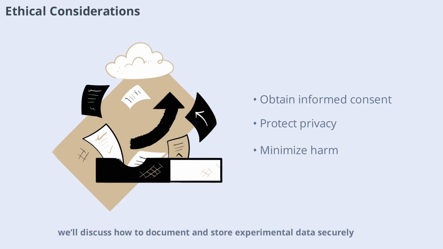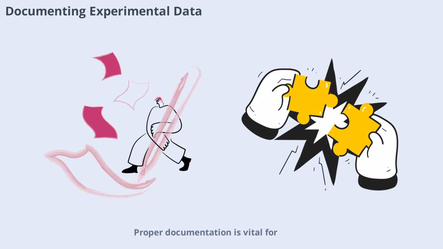Next, we'll discuss how to document and store experimental data securely. Proper documentation is vital for tracking progress and ensuring reproducibility. Researchers should record all procedures, observations, and results in detail. Electronic lab notebooks and secure databases are commonly used for data storage. Good documentation practices make it easier to analyze data, share findings, and comply with regulatory requirements.